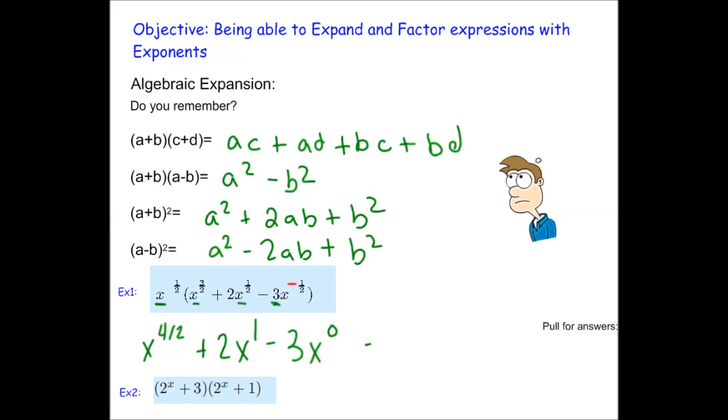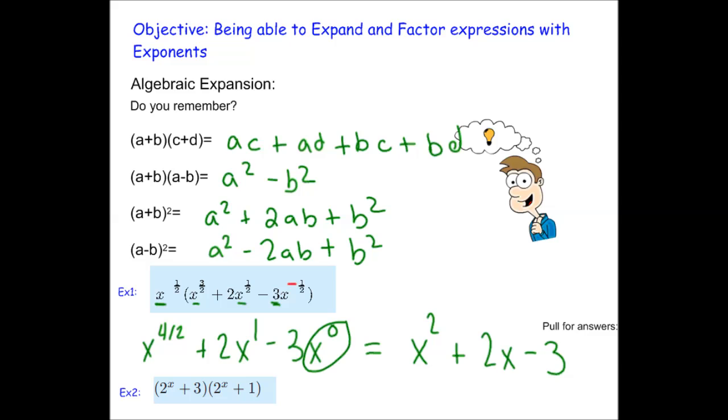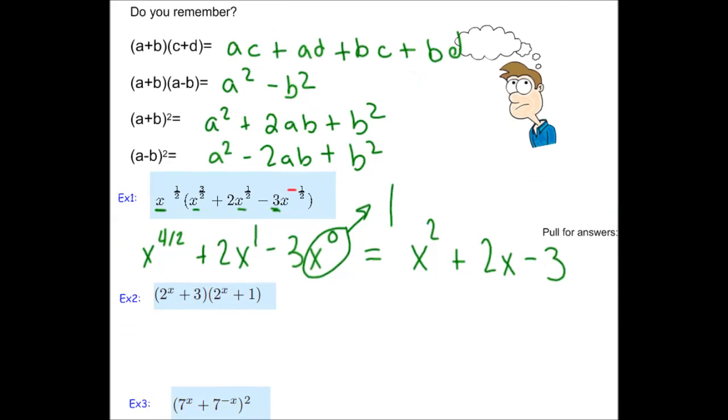Okay, so we simplify that. We've got x squared, 4 divided by 2 is 2, plus 2x, and then just simply minus 3. Okay, because x to the 0, this is 1. Anything to the power of 0 is 1.